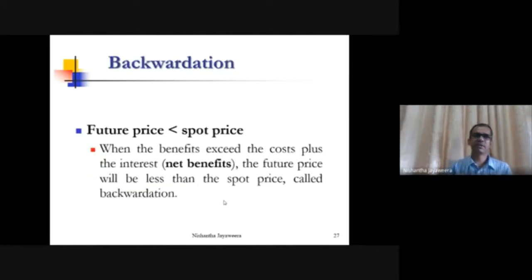Then the other one, backwardation market. Whenever the futures price is less than the spot price, then we call it a backwardation market. When do we observe this sort of market? It is when you have more benefits than the cost. That means you have net benefits. Whenever you have net benefits, futures price is less than spot price, then we call it a backwardation market.